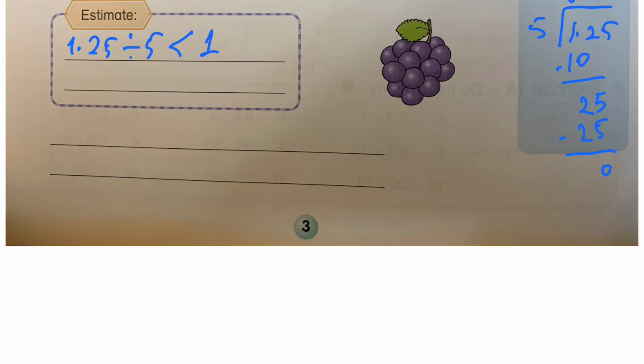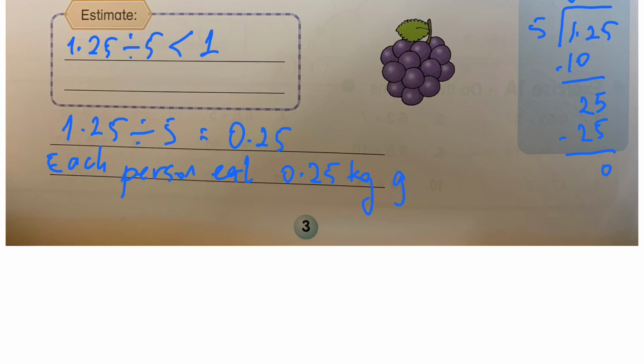And when we make this calculation, 1.25 divided by 5, the answer is going to be 0.25. So each person eats 0.25 kg of grapes.